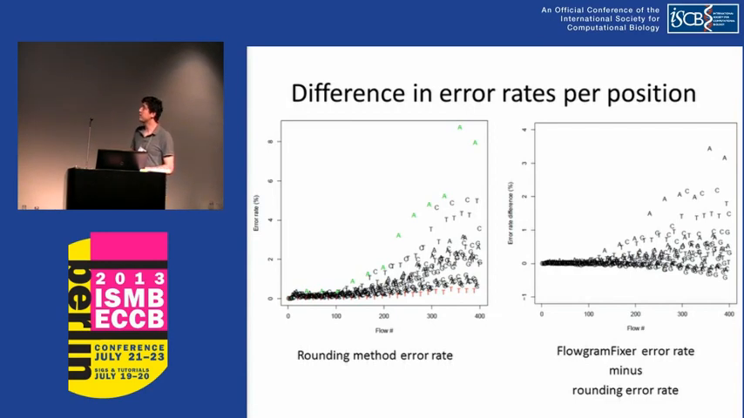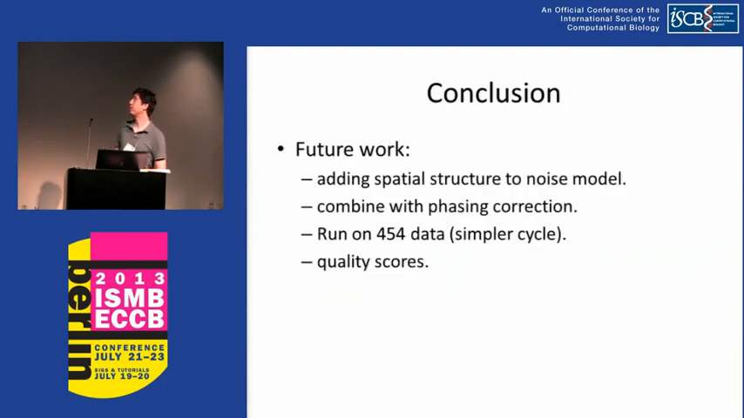What you see on the right is that we take the error profile of Flowgram Fixer and subtract from it the error profile of the rounding method. So this is the error difference, and positive is good for us. This means we're winning, and negative is bad for us. It means we're losing. At these places where rounding did very badly, these are exactly the places where we have a considerable improvement. And you have some places where the rounding beats us by a bit. We actually have a pretty good idea of why that is, and that's part of a future project.